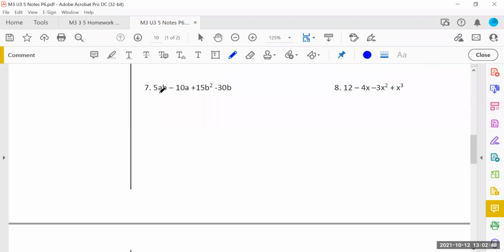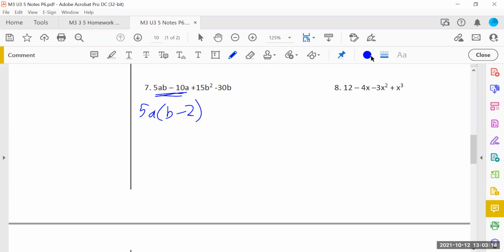So down here, number 7. I am going to make a mistake, and then I'm going to point something else out to you as well. So right here, 5ab minus 10a. What do those have in common? 5a. So this is not the mistake. So far, you can write this down. This is all good. 5a, b minus 2. Is everybody good there?